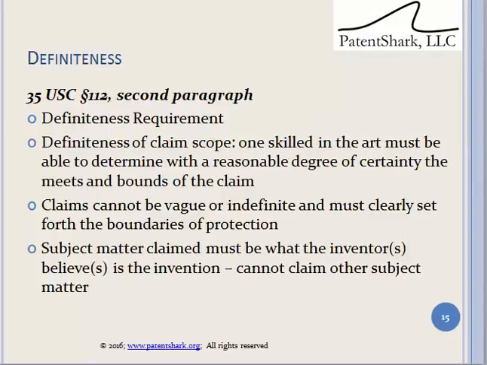So, what is the definiteness requirement? Definiteness of claim scope. One skilled in the art must be able to determine, with a reasonable degree of certainty, the metes and bounds of the claim. So the claims cannot be vague or indefinite and must clearly set forth what the boundaries of protection are. Subject matter claimed must be what the inventor believes is the invention, and you cannot claim other subject matter.